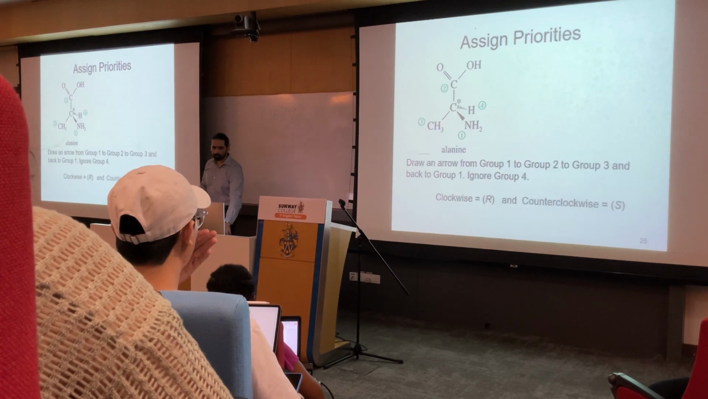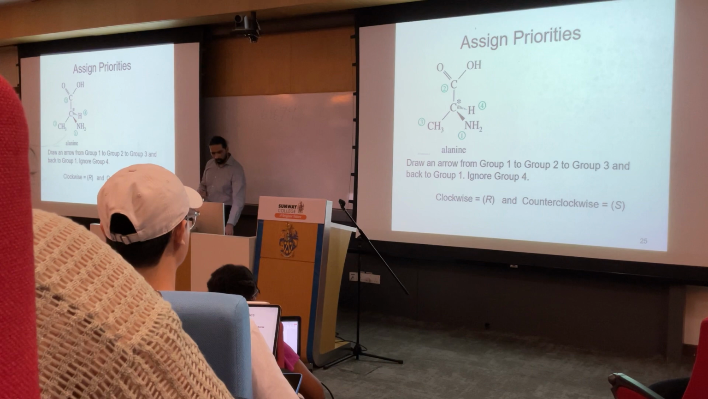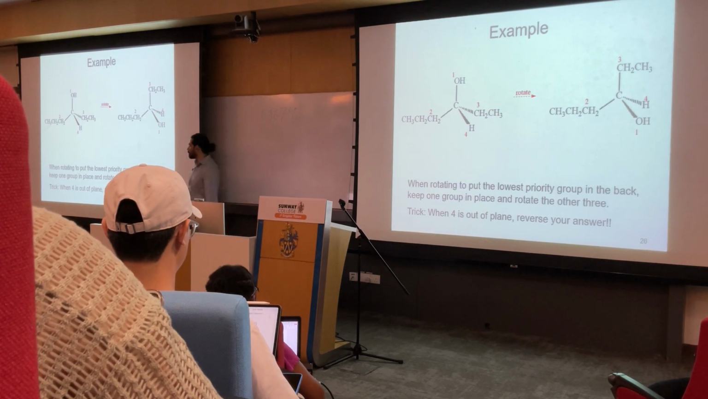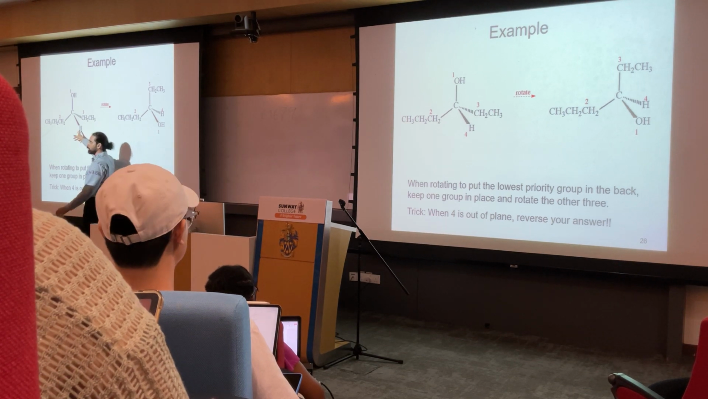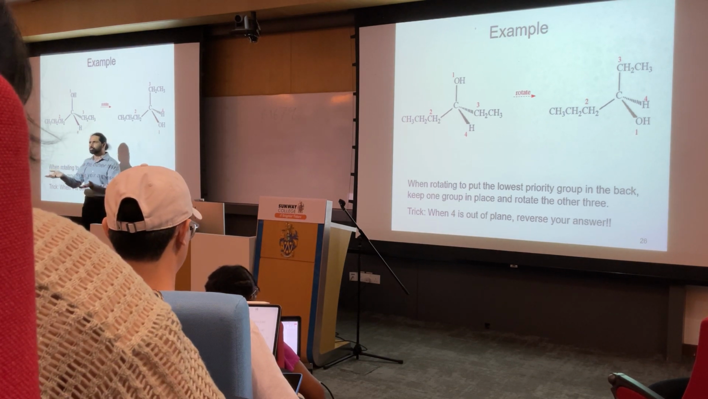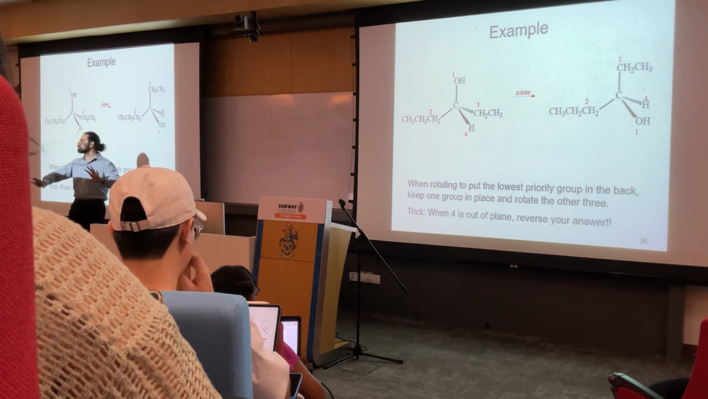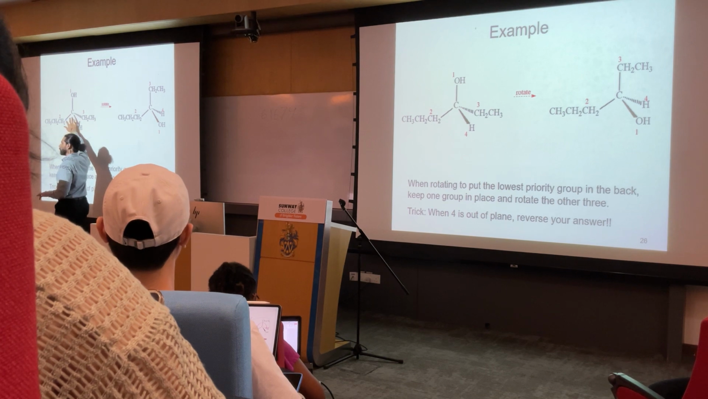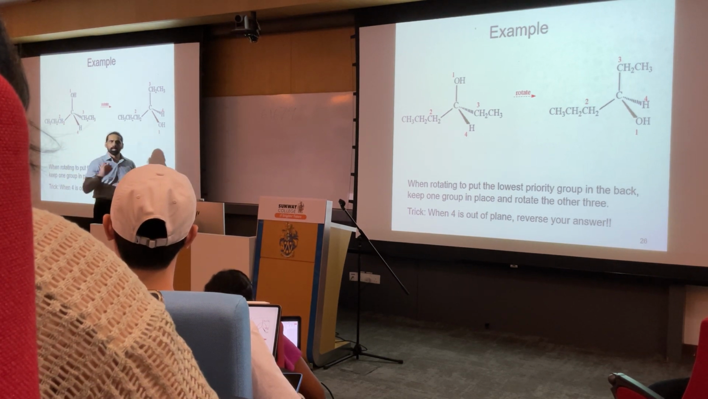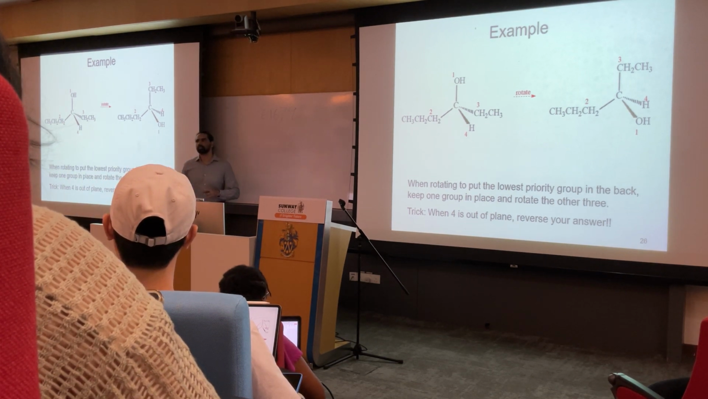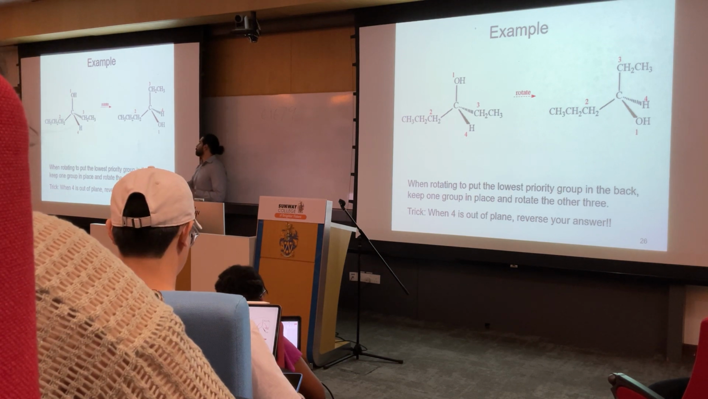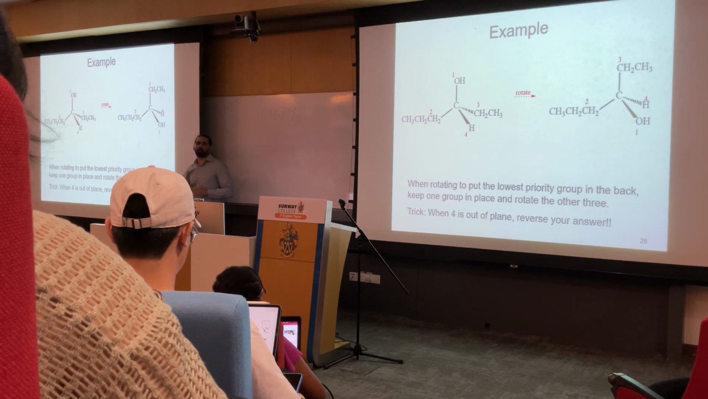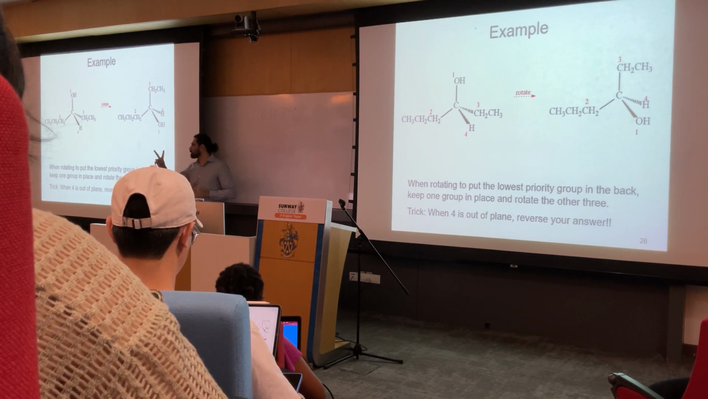But if number 4 is not behind the plane, if it's above the plane, then I told you the trick. Let's just stick with the trick and forget about the rotation. The trick tells you that you can still do the rotation, but you will have to reverse your answer because number 4 is opposite of where it's supposed to be. That's why anti-clockwise will become R and clockwise will become S. Right? That was case 2.